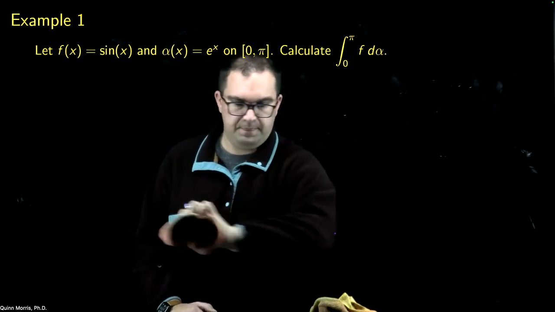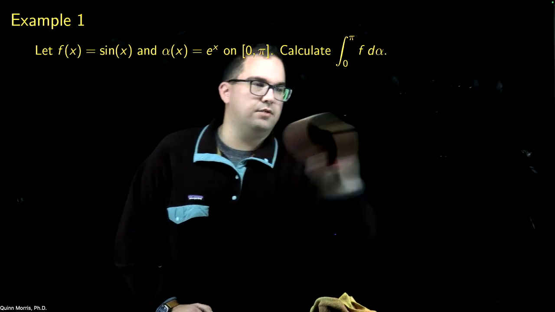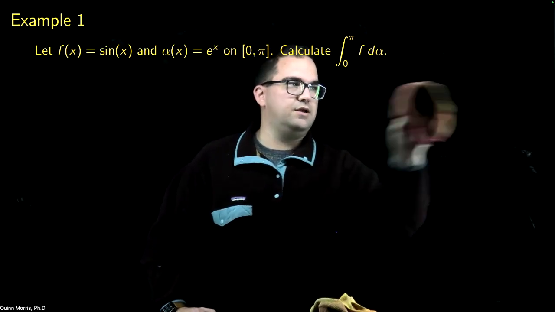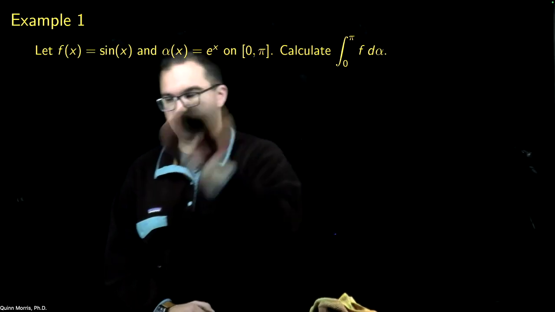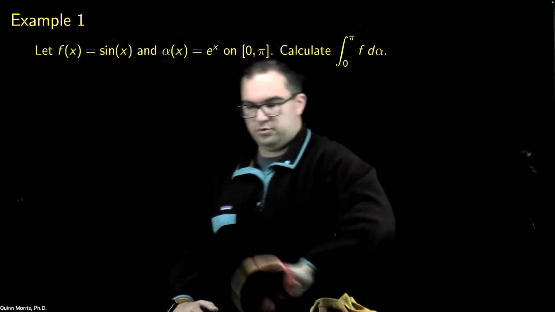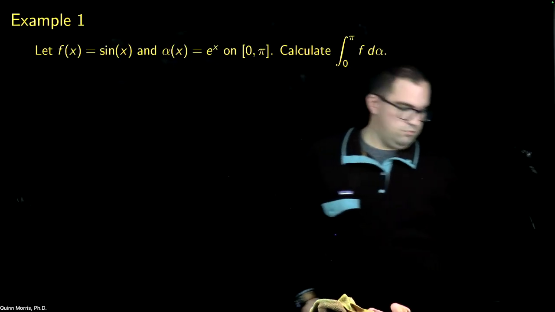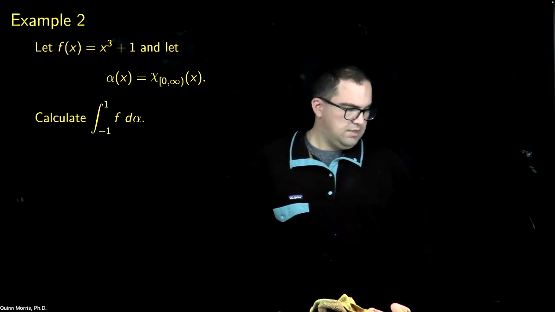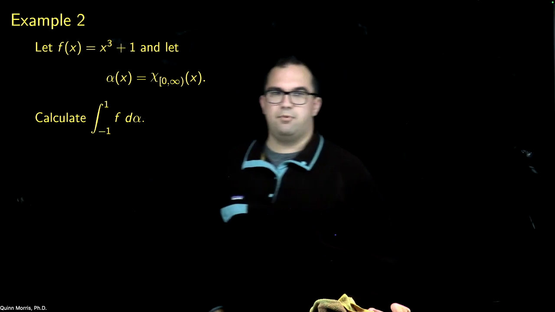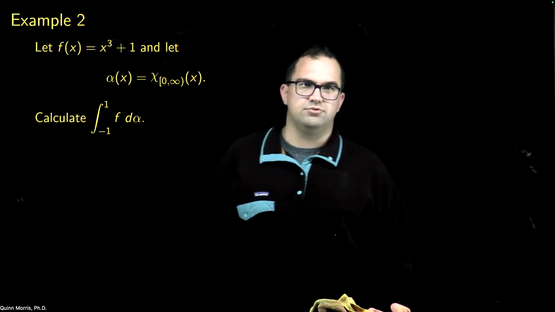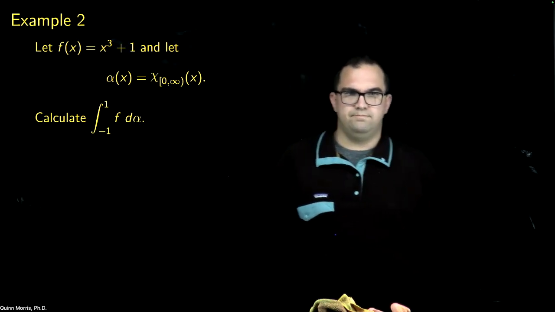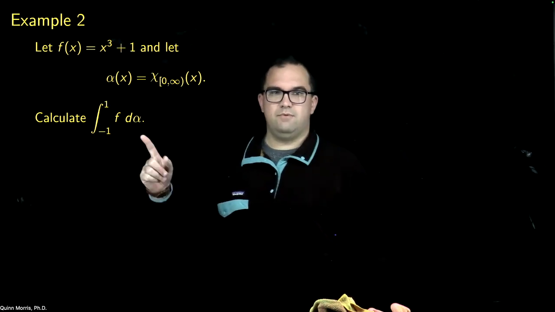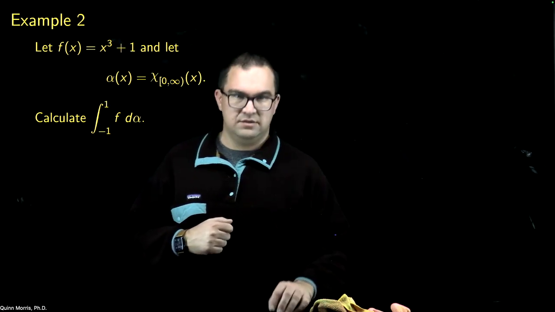All right, great. Well, that's all well and good, but of course, we deal with more complicated types of alphas. They're not all differentiable. So let's see what happens in some other cases. So let's actually go back to this. This is an example we looked at when we first introduced the Riemann-Stieltjes integral. So we've actually already calculated this.